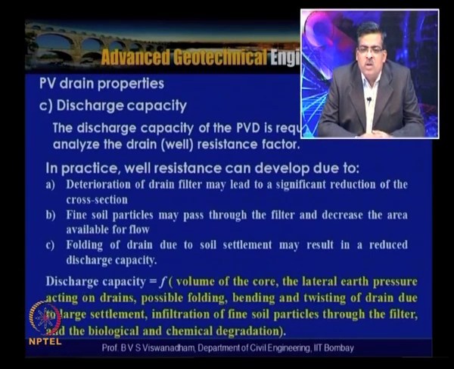So, 0.5 times sigma V is the lateral earth pressure at any point. The possible folding which can arise due to the reasons explained, the twisting of the drain due to large settlement, buckling, infiltration of the fine soil particles through the filter, and the biological and chemical degradation. So, the discharge capacity of a PVD installed in the field can get affected by the following factors: volume of the core, lateral earth pressure acting on the drain, possible folding, bending and twisting of the drain due to large settlements, infiltration of fine soil particles through the filter, and biological and chemical degradation.